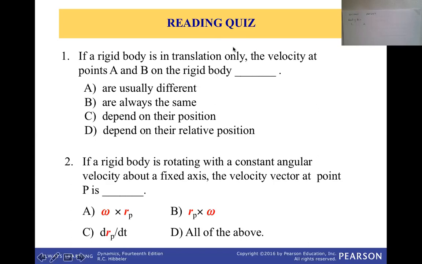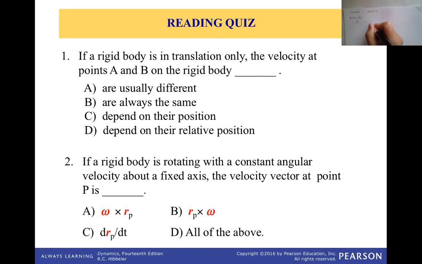All right, I think I have all your responses here. We can take a quick look at the answers. The first one says if a rigid body is in translation only, the velocity at points A and B on the body should be always the same. So if a body is in translation only, then every point on the body will have the same velocity at all times. That's how translation is defined.